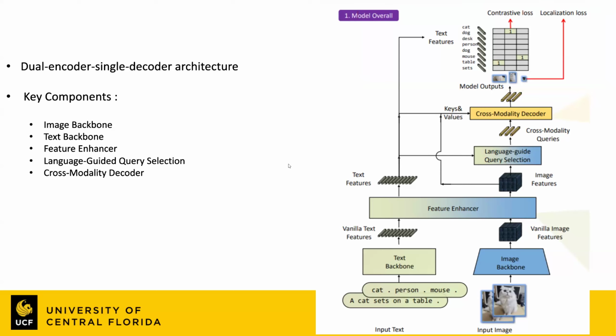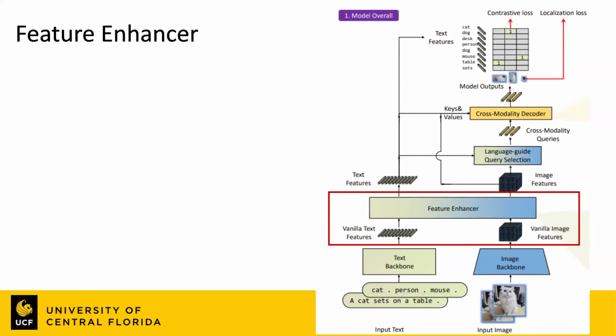So as you can see here, they fuse language in 3 main phases, which is feature enhancer, language guided query selection, and cross-modality decoder. So let's go into these components in more detail. So the first component is feature enhancer.